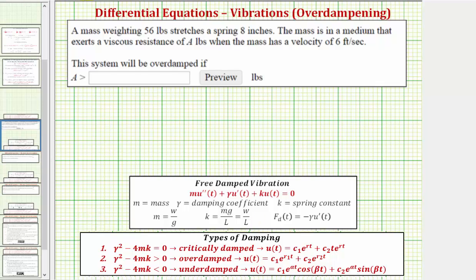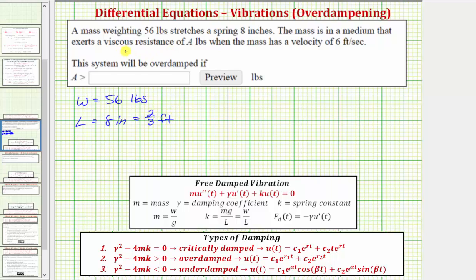Let's begin by listing all of the given information. Notice how we're told the weight W is equal to 56 pounds. The spring is stretched 8 inches, so L equals 8 inches. But we need this to be in feet because notice how the velocity is in feet per second. 8 inches equals 2/3 of a foot.